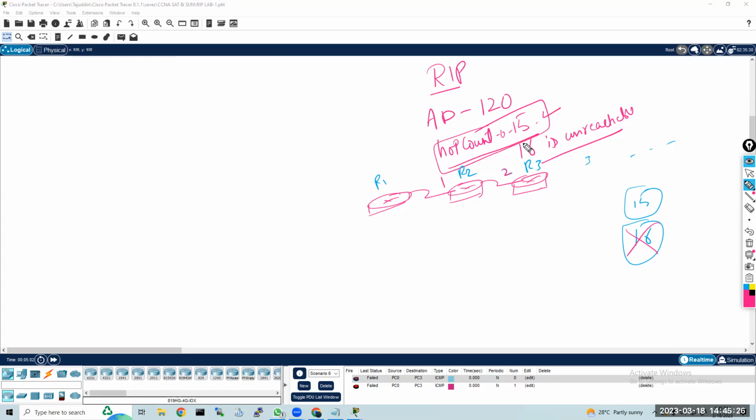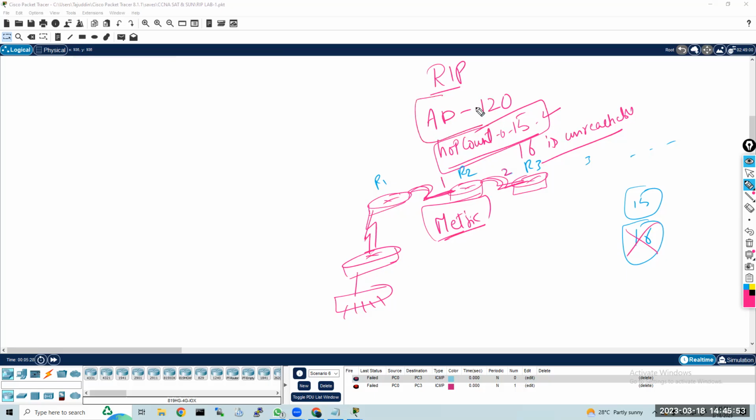Okay. And the metric calculation will be done on the number of connected routers. Maybe you connected one more router here. Maybe you're running some big network inside your connection, a lot of PCs and servers connected. So the metric will be calculated based on your number of connections. This is how RIP is going to work.